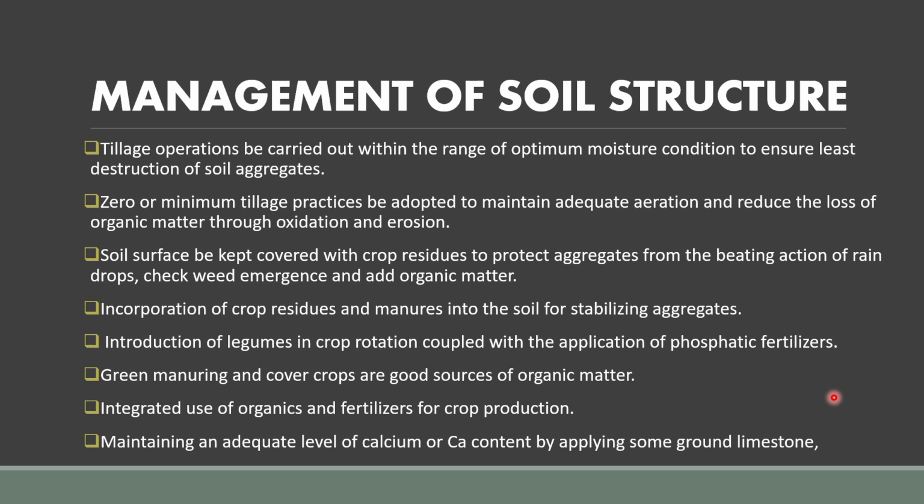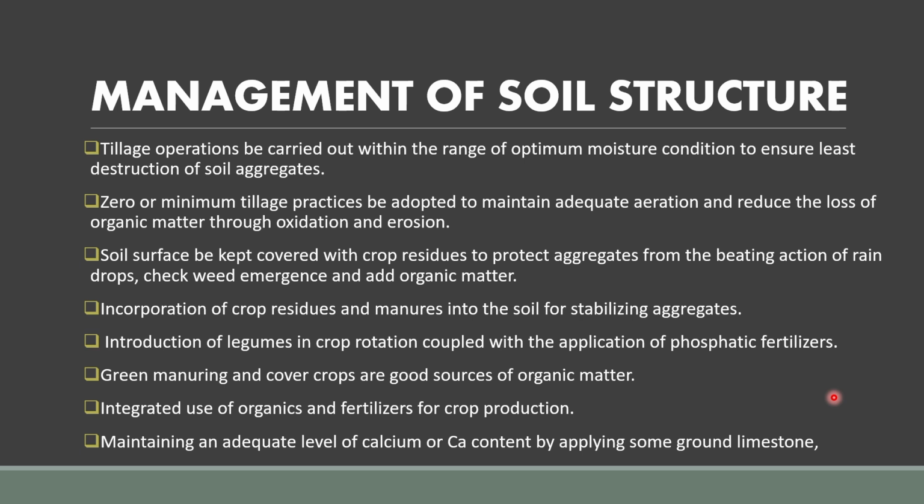So how can we manage the soil structure? Tillage operations should be carried out within the range of optimum moisture content to ensure least destruction of soil aggregates. We have to use heavy machineries, but we don't use them in a wet soil because it will destroy the soil structure and lead to compaction.